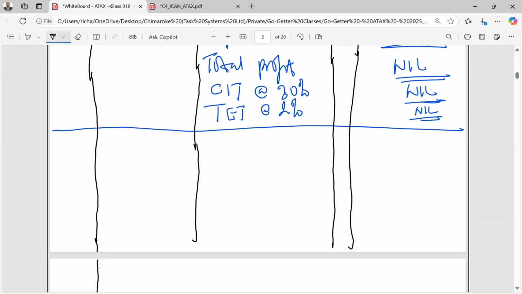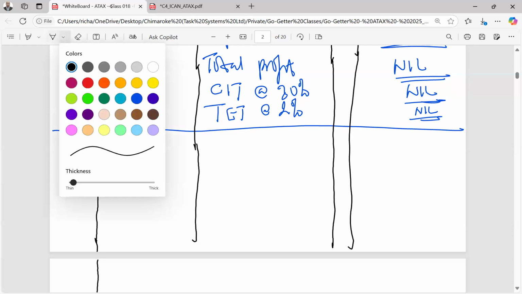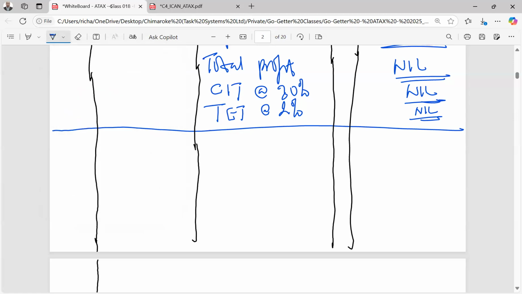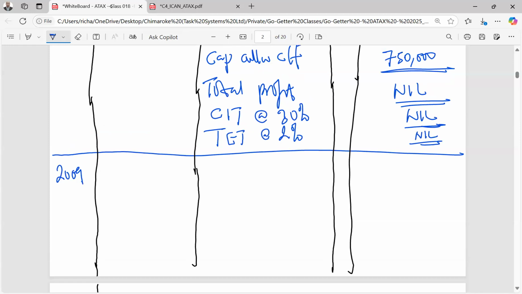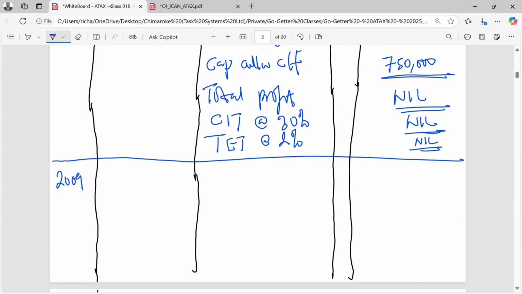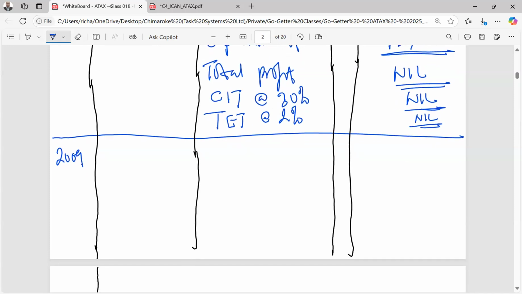All right, so let's go. The next year is 2009 year of assessment. Now, this is the second year. According to the tax law, the second year, we are going to go back again to the date the business started, which is July 1, 2008.